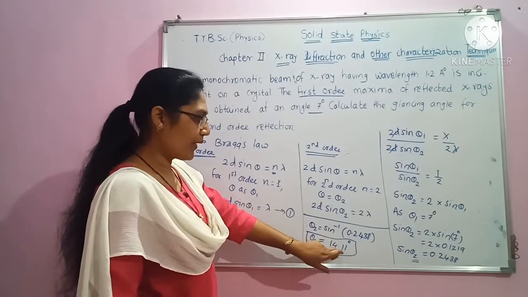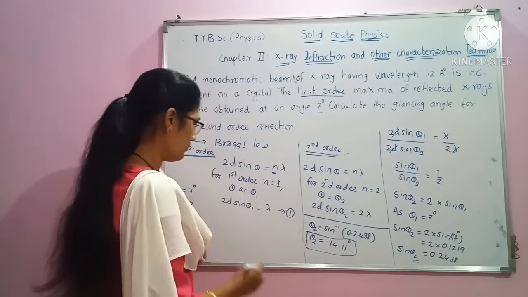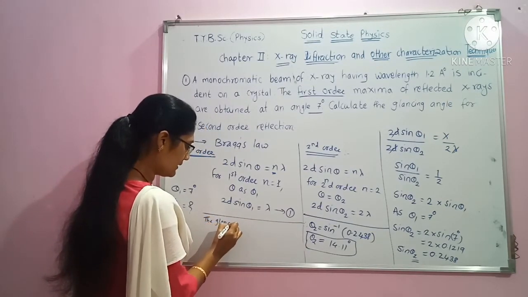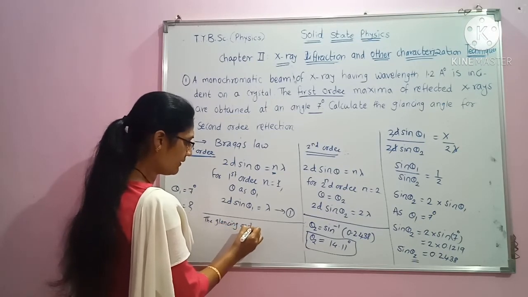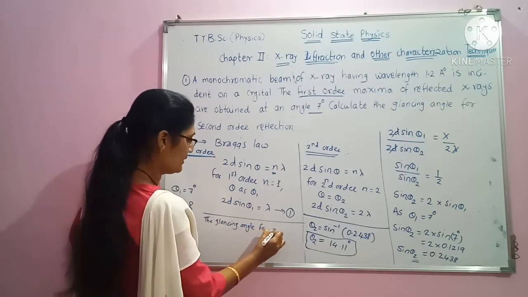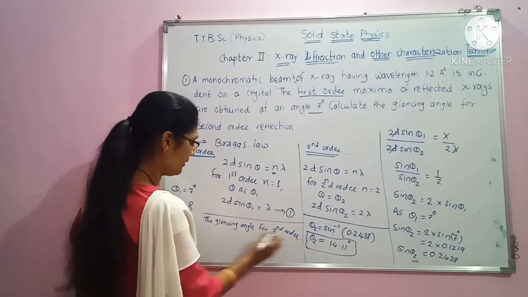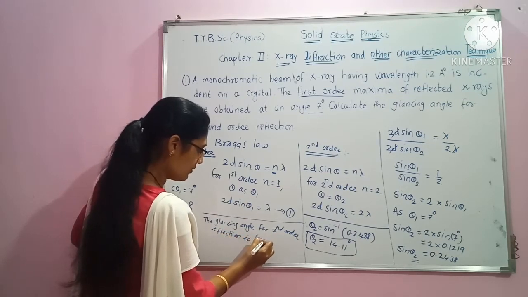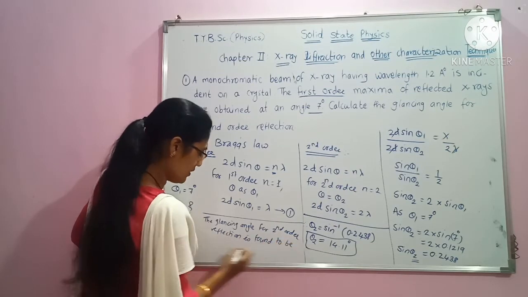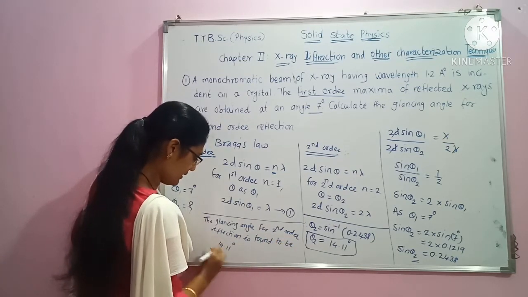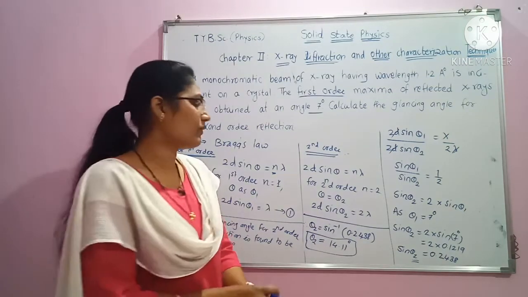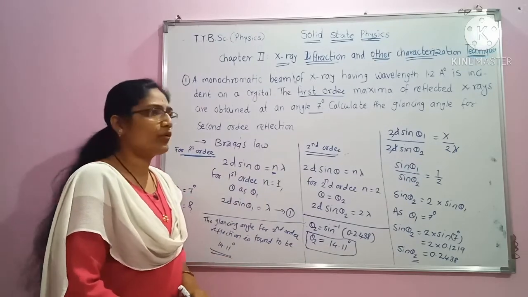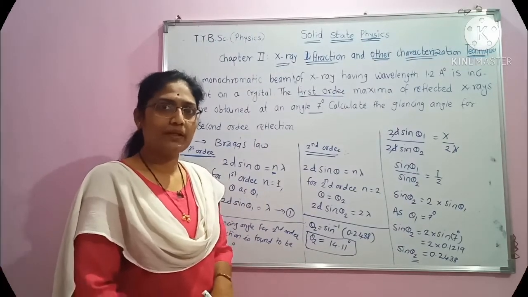Therefore, the value of theta 2, that is the glancing angle for second order reflection, is found to be 14.11 degree. So this is our value of theta 2, that is the glancing angle for second order reflection, 14.11 degree.